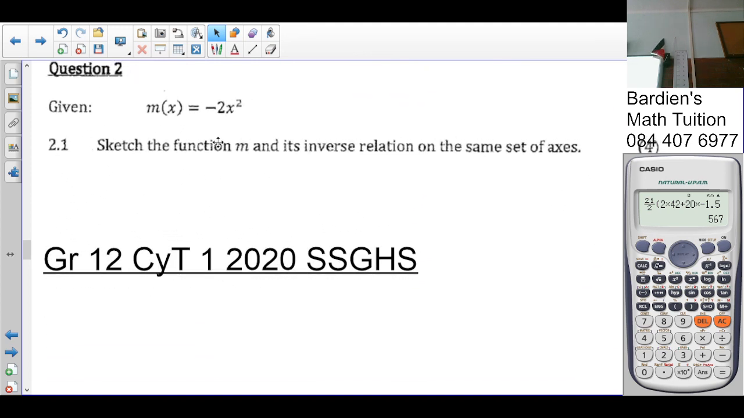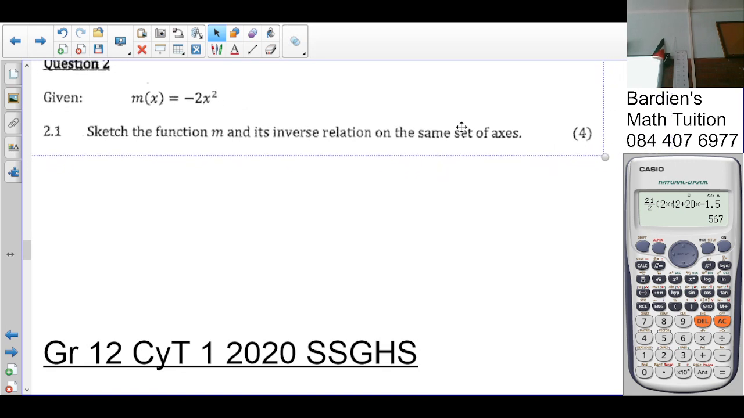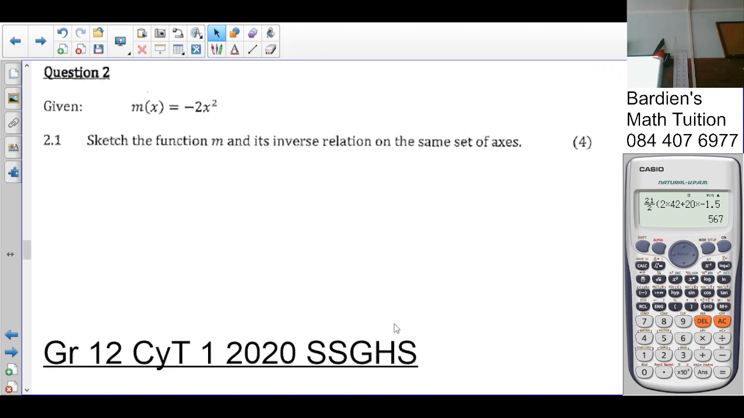People, this is a section of work you haven't done yet, but for the video purposes, I'm going to explain it anyway. Okay, so in number 2, you are given m of x equal to negative 2x squared. This forms part of the functions and inverse functions, which is taught in grade 12. Sketch the graph of m and its inverse relation on the same set of axes.